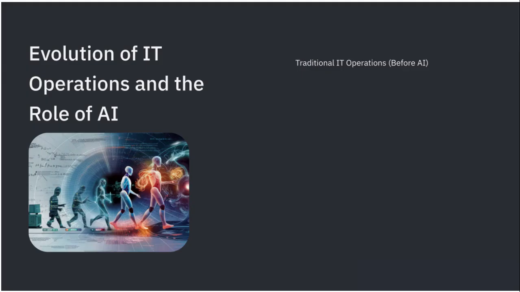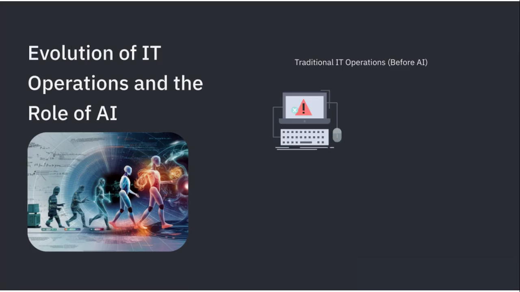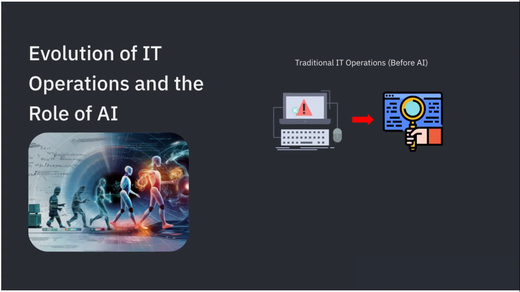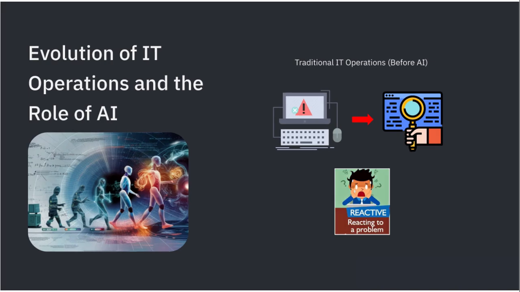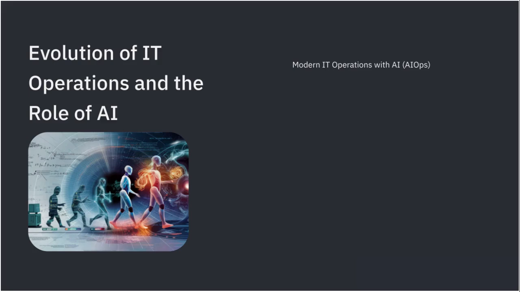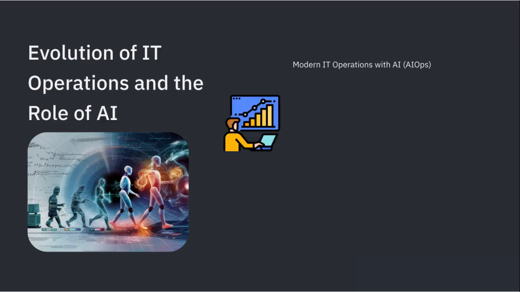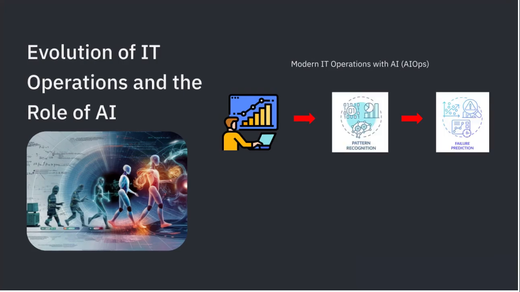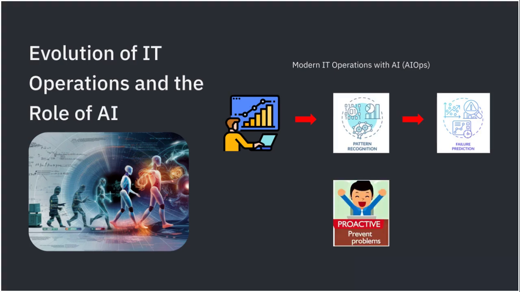Traditional IT operations relied on manual system monitoring by IT teams. In the event of a system crash, they had to manually investigate logs to identify the issue. Problem solving was primarily reactive, with issues being addressed only after they had already caused disruptions. Modern IT operations with AI, AIOps, involves continuous system monitoring, detecting patterns, and predicting failures. Instead of waiting for issues to occur, AI proactively prevents problems before they happen. It also automates repetitive tasks, allowing IT teams to focus on more complex challenges.